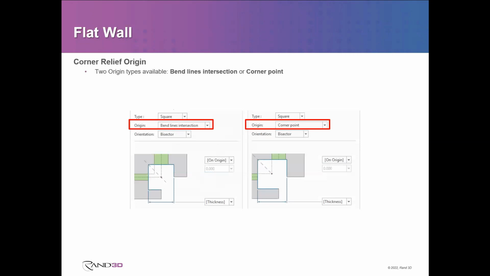And then also, when you are doing the corner relief, here they're doing a square relief. Where does this square center itself? Does it center itself at the intersection of the bends? So notice how it's going to the middle of the two bend lines. That's what it's centered on. Or I could come over here and say I want it to be at the corner point. It's where the two bends first hit that it centers the rectangle on. So there will be some options here.